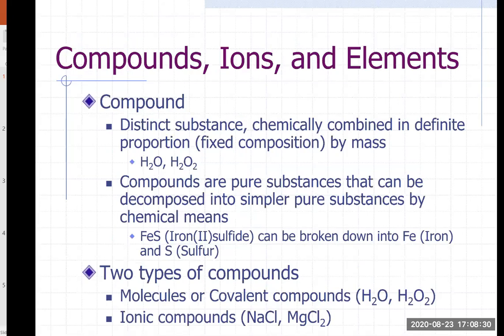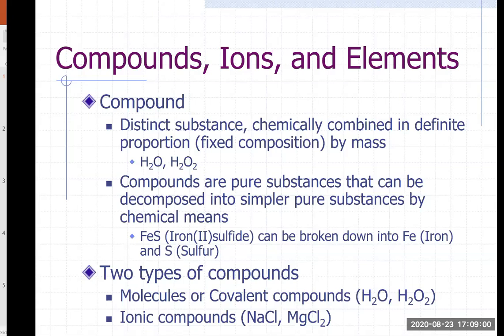A compound is a distinct type of substance, chemically combined in definite proportion or fixed composition. Now, I know it drives students nuts when we start using different terminology and they see it on a test. So I generally, rather than throw you a curveball on a test, like to cover different terms that can be used during lecture so that you're aware. So definite proportion or fixed composition by mass, those have the same meaning.